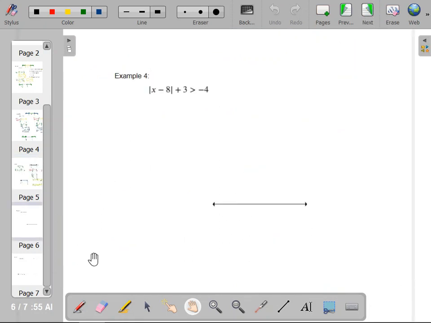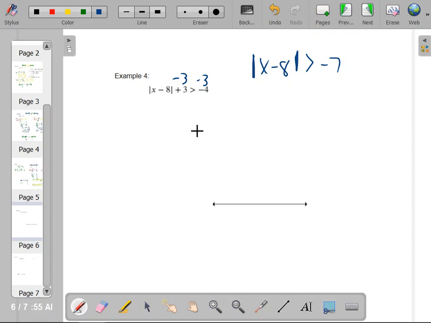Let's do one more together. I'll let you guys try the practice problems. So we need to isolate the absolute value. To isolate the absolute value, you're going to first subtract 3. Now we have the absolute value of x minus 8 is greater than negative 4 minus 3, which makes negative 7.